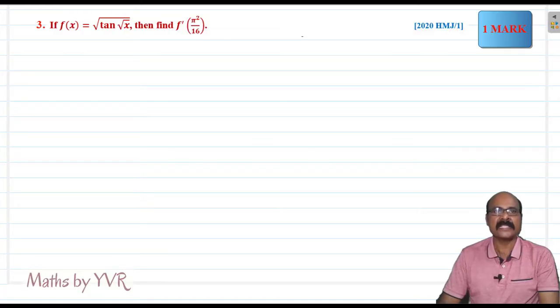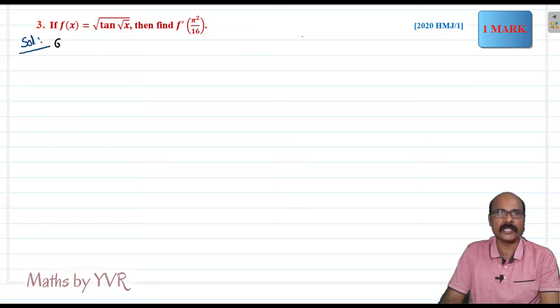See here, in the previous class, we discussed two problems from the concept differentiability. Now, this is the third question. If f of x is equal to root of tan of root x, then find the value of f dash of pi square by 16. Observe carefully students, all the questions I am discussing here are 2020 board exam questions only. Okay, let us discuss the solution for this question.